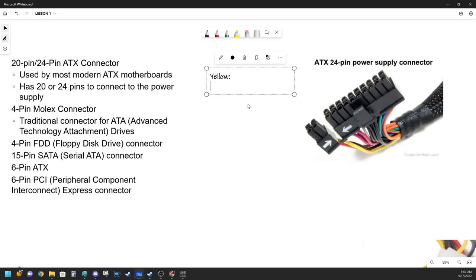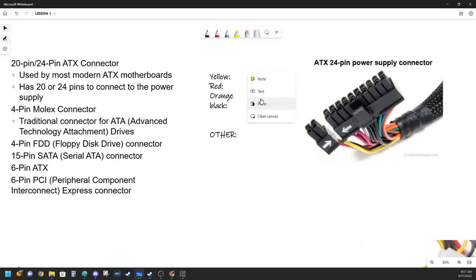All right, so CompTIA will require you to know some specific color codes and specific voltages. So we have yellow, red, orange, black, and other. The yellow cable is always going to be 12 volts. The red cable is always going to be 5 volts. Orange will always be exactly 3.3 volts. And the black will always serve as the ground. So are these specific? Yes. Meaning, if you get a test question, don't choose 5.5 or 3.5 or 12.3 or negative 5. The only answers you're ever going to choose in a CompTIA test are 12, 5, and 3.3.